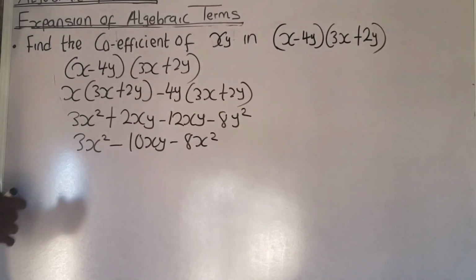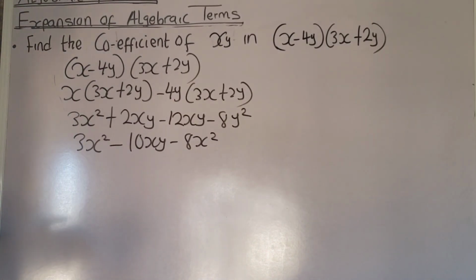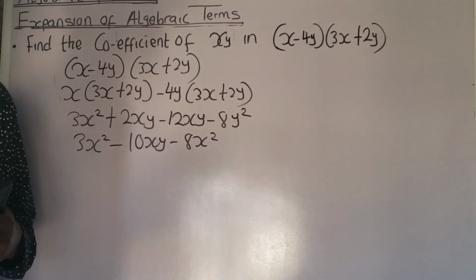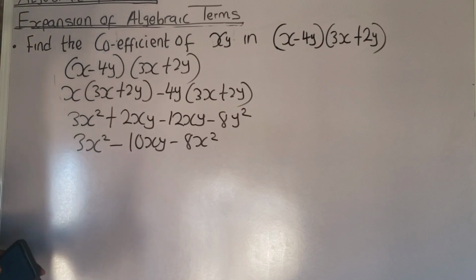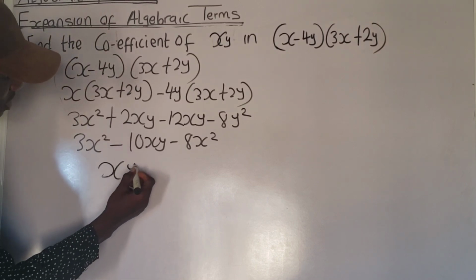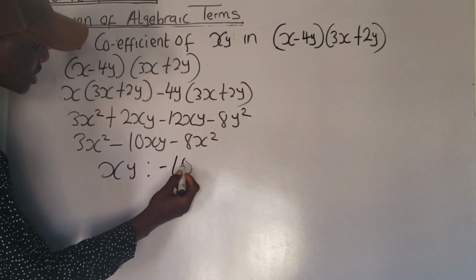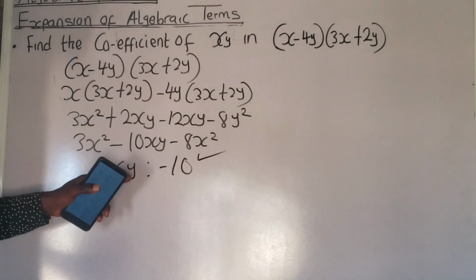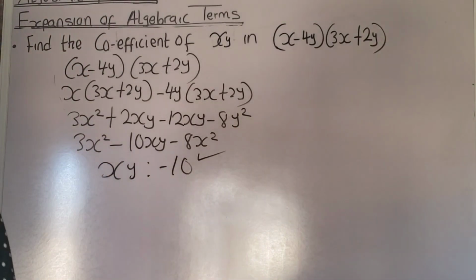Okay, now we are looking for the coefficient of xy. The coefficient of xy is the number at the front of xy in our equation. Now, what is the number at the front of xy in this equation? Negative 10. So the coefficient of xy is what? Negative 10. You have to pay attention to the sign, okay? You have to pay attention to the sign. Okay, let's proceed to another question.